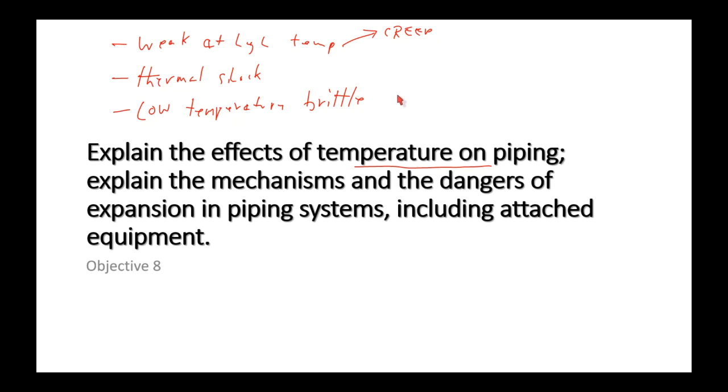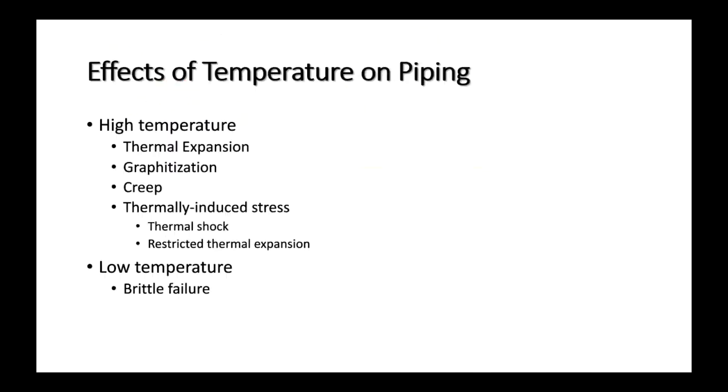Okay, I think that that's enough. I'm going to go to the next slide and see what I got down there. Creep, thermal shock, brittle failure. So we think too of thermal expansion. That was right on the slide. And where we've got thermal expansion, we may in fact have restricted thermal expansion, which will cause increased stress on the piping. And those stress concentrations can lead to failure.